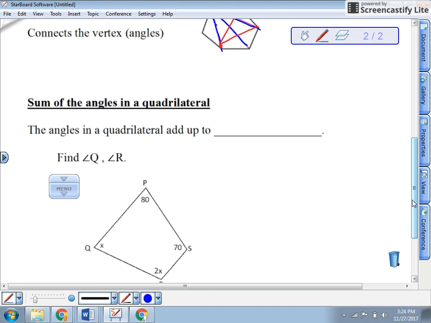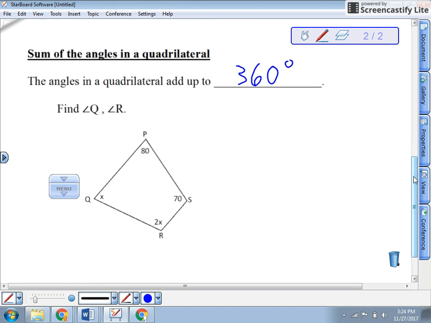Now, here's the one piece of information that you need to know, all right, that's new. The sum of the angles in a quadrilateral. We know the sum of the angles in a triangle. Well, a quadrilateral has one more side, so we're going to add 180. So the angles in a quadrilateral add up to 360 degrees. That's going to be a key idea. We've done these problems with triangles. Here's how one works with a quadrilateral.